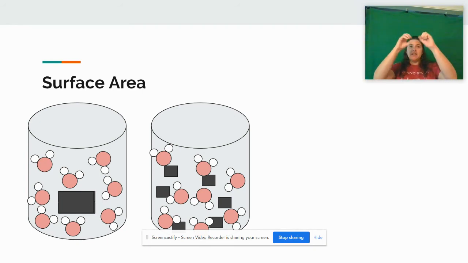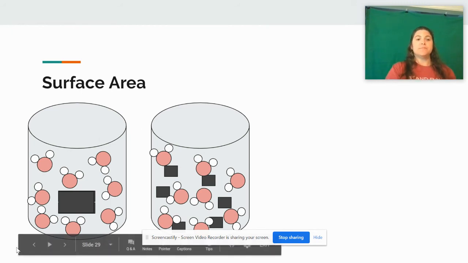Whereas if you take that block and you break it into a whole bunch of tiny little pieces, and water can hit each one of those little pieces from the side, or any side, then that gives you a lot more places for effective collisions to happen. Therefore, you end up with a higher reaction rate.